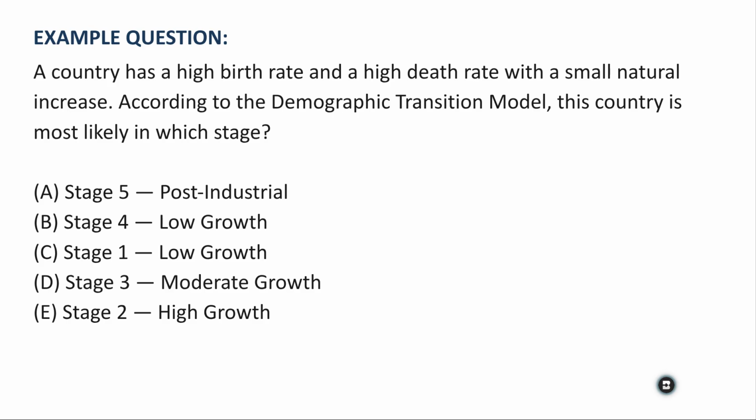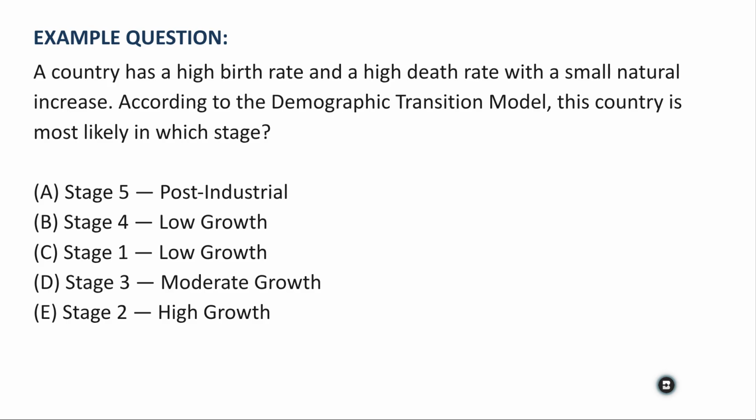Moving on to letter B. It says stage 4, low growth. Stage 4 countries have low birth rates and low death rates and often are stable within populations. Again, not really a match to the high birth rate and high death rate that we see in the stimulus. So we're going to get rid of letter B.